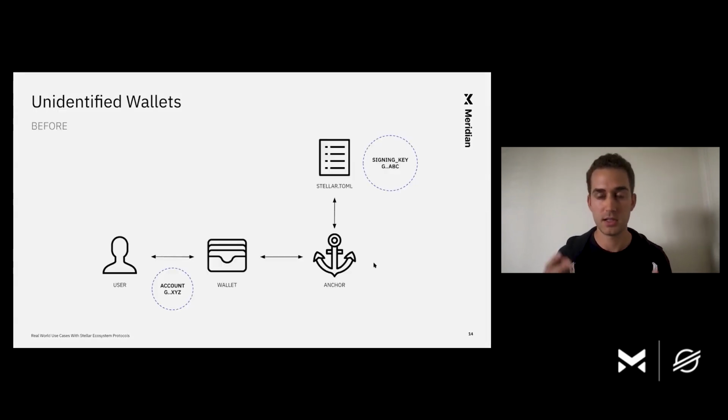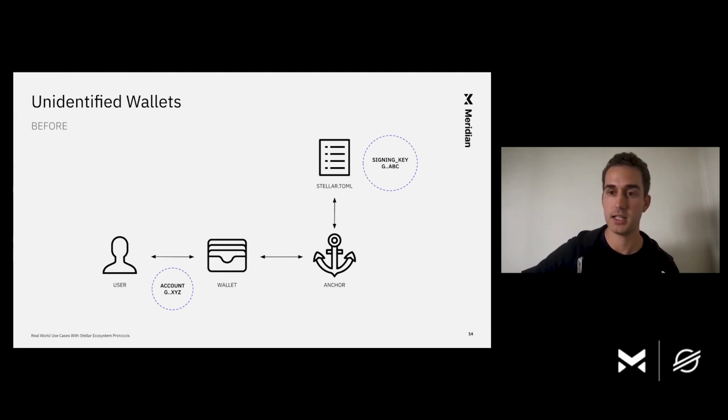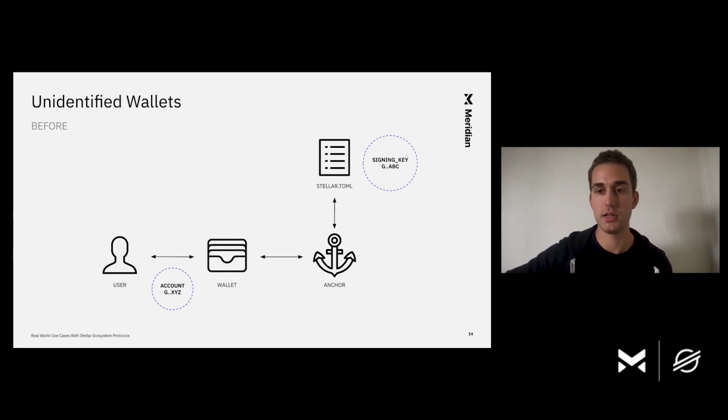So to get a better visualization of this, this is what a typical authentication scheme looks like. You have a user with a Stellar account, and the Stellar account is imported into the wallet using some mechanism. And the anchor on the other end hosts a public file at a well-known domain with a signing key. And this file is how the user or wallet knows the account by which the anchor should sign the challenge transaction when they authenticate.